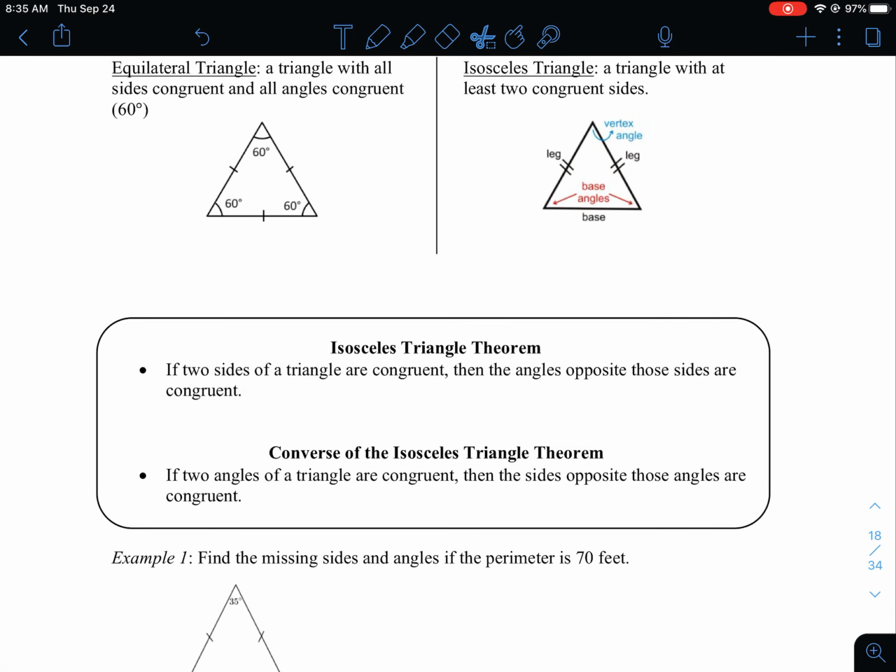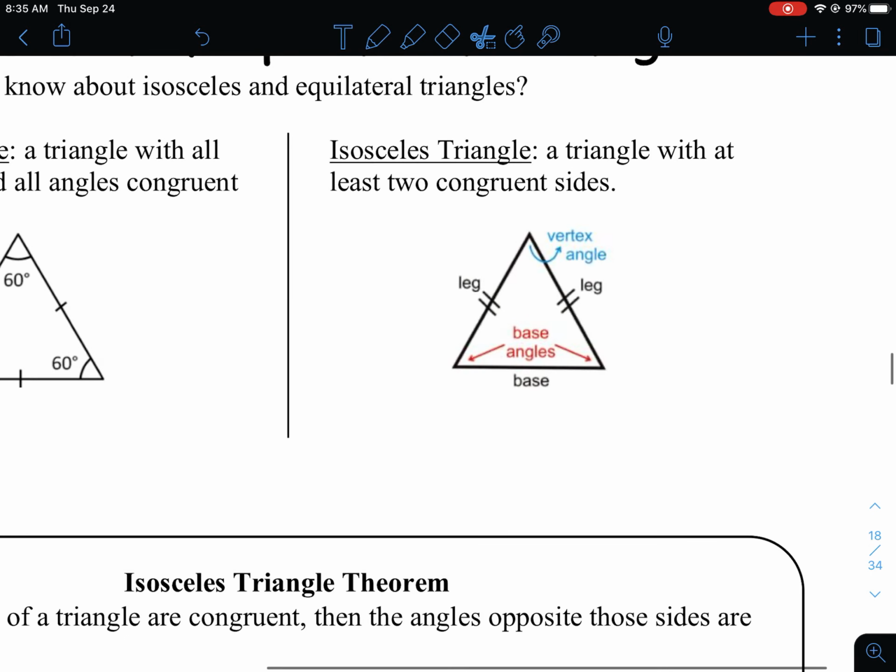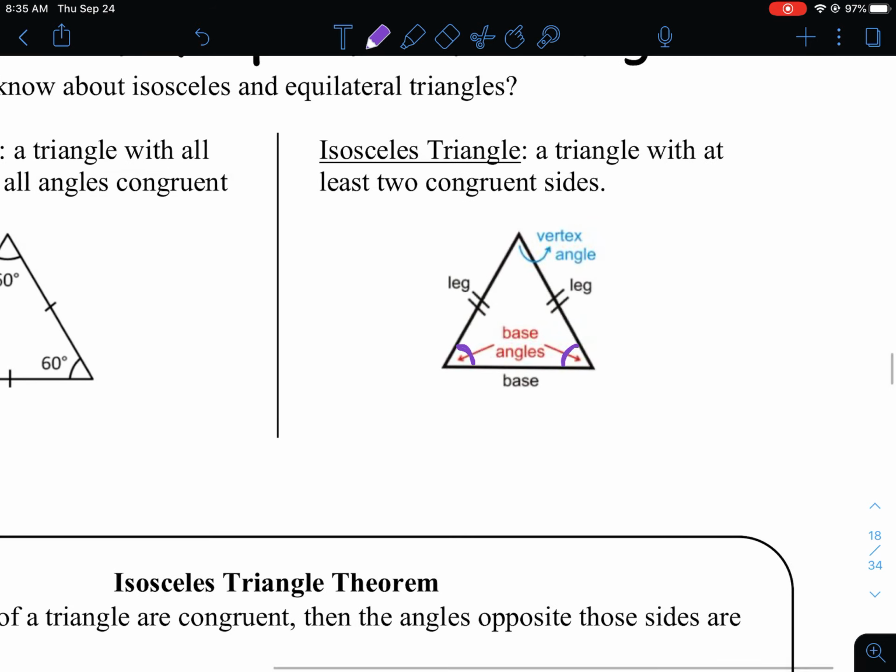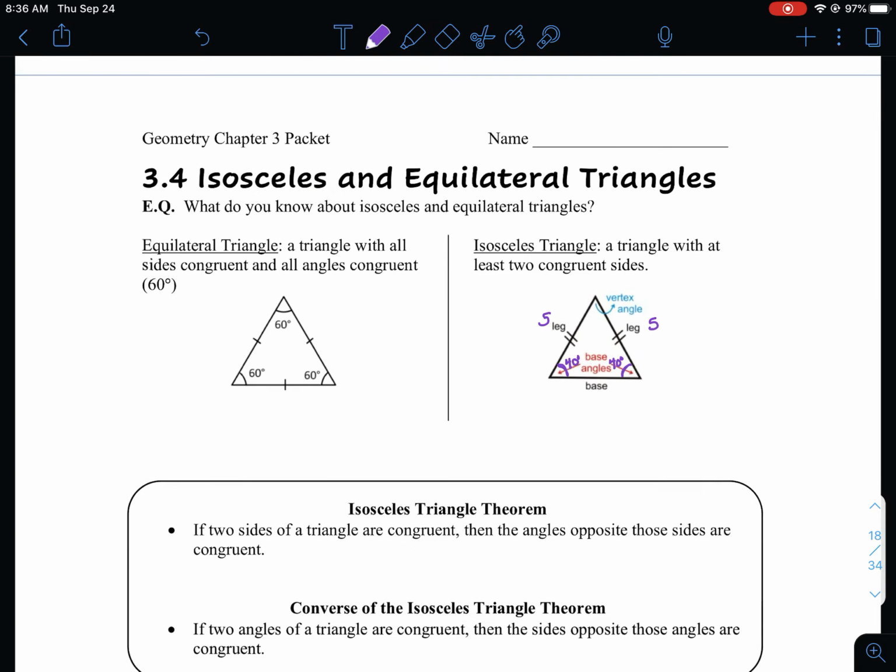The first theorem we're going to look at today is called the isosceles triangle theorem. It says if two sides of a triangle are congruent, then the angles opposite those sides are congruent. So if I have an isosceles triangle and my legs are the same length, that means the base angles are also congruent to one another. If I said this leg was 5, that means this one's 5. If I told you that this left base angle was 40 degrees, you would automatically know that the right base angle is also 40 degrees.